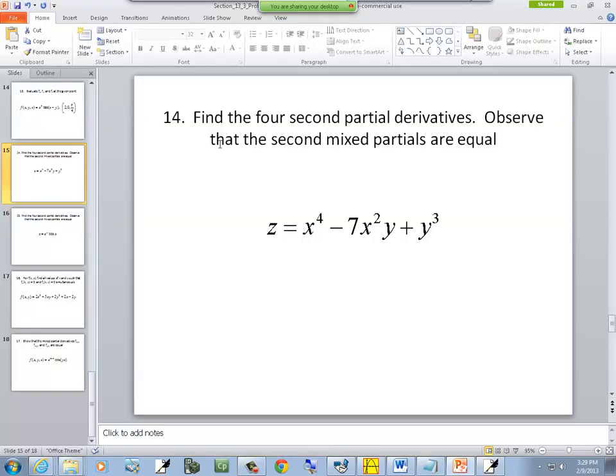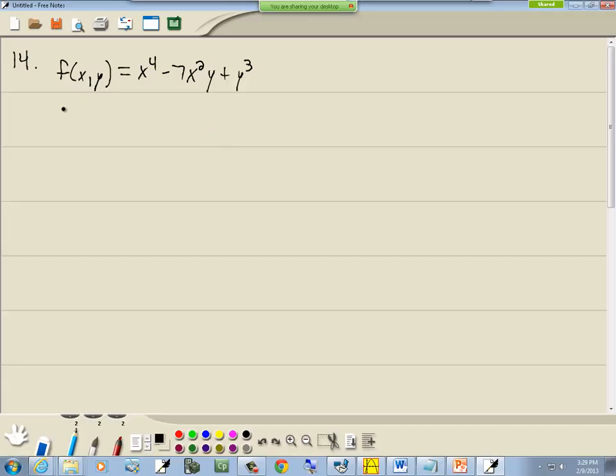Okay. Now let's first find our first partials. So we'll find a partial with respect to x of xy. And again, take the derivative, treating the y's and the numbers like constants. So the x to the fourth would become 4x to the third. The derivative of x squared is 2x, and I already got a 7 out there, so that gives us negative 14xy. And this is a constant, so it drops away completely.